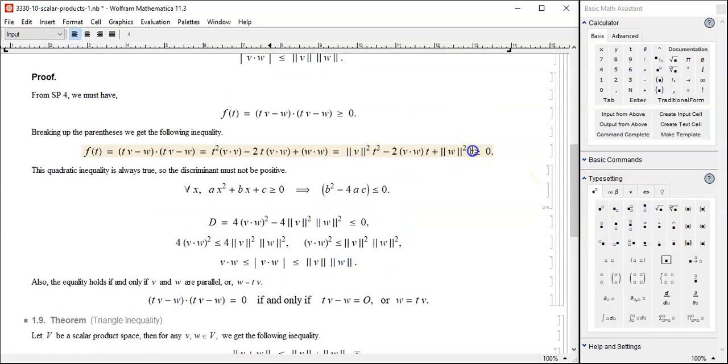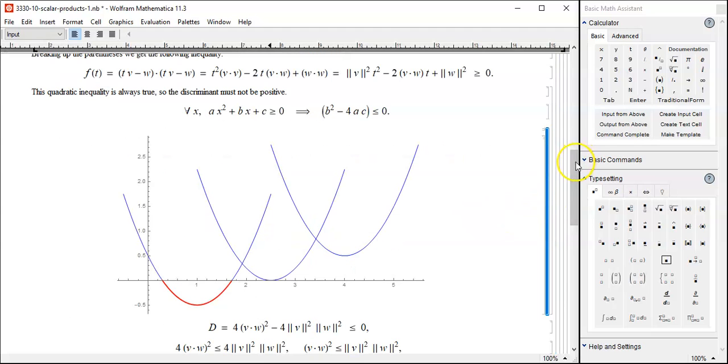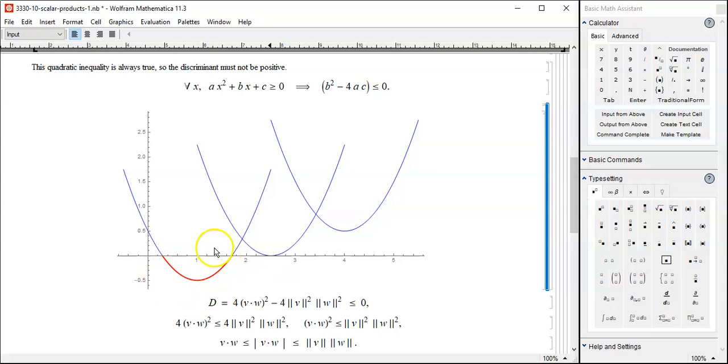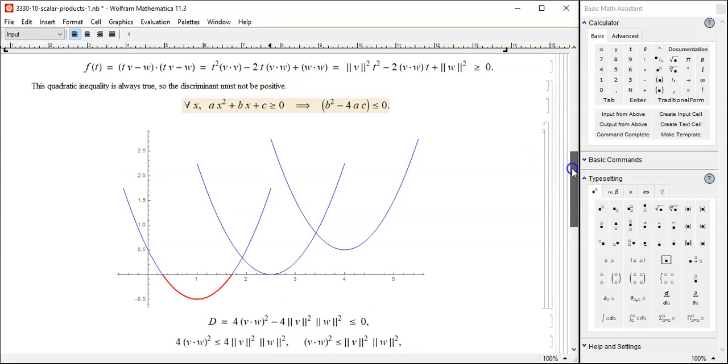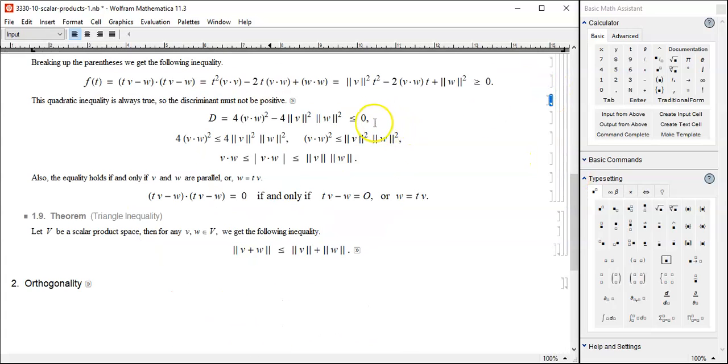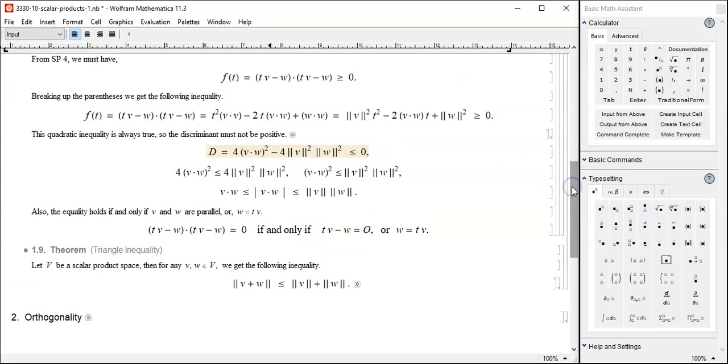And coming back to this, b squared minus 4ac, this b is 2 v dot w, so 4 times v dot w squared, minus 4ac, 4 times a, c. And that's how we get this inequality. Let me show you the picture again. This is bad. We have to have either this or that. So b squared minus 4ac has to be less than or equal to 0, okay? That's why we are getting that.